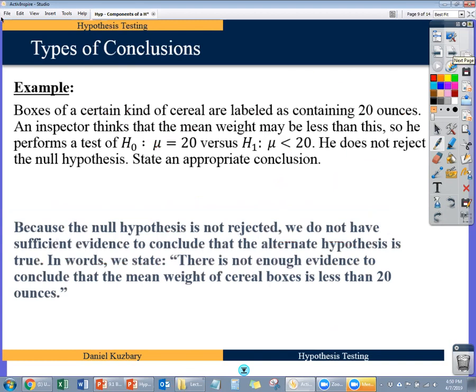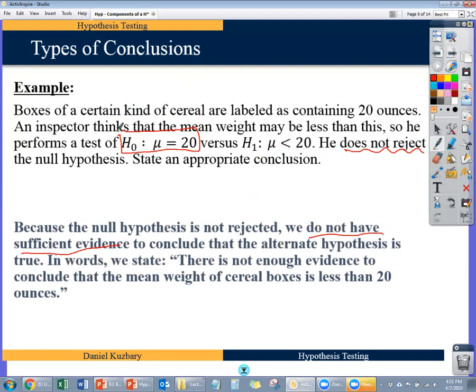So in this case, H naught is mu equals 20, and H1 is mu less than 20. He does not reject H naught, so we're going to state a conclusion now. If we don't reject this, remember, we're not going to say this is definitely true, but we also can't reject it. So what we say is, because the null hypothesis is not rejected, we do not have evidence to conclude the alternative hypothesis is true. So we can't say that.